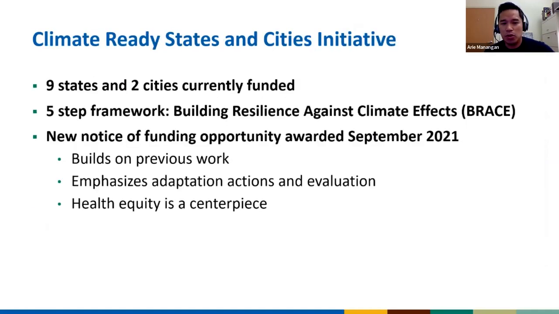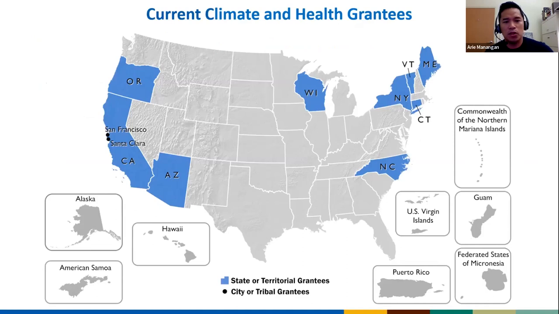The CDC Climate Health Program through the Climate Ready States and Cities Initiative currently funds 9 states and 2 cities to build resilience against these health effects. The grantees utilize the BRACE framework, which was developed by the Climate Health Program, and the most recent grantees were awarded in September of 2021, where they will build on previous work with an emphasis on adaptations, evaluations, and also focus on health equity. Next slide, please. And here's a map of our current climate and health grantees, which now includes 2 cities, San Francisco and Santa Clara. Next slide.